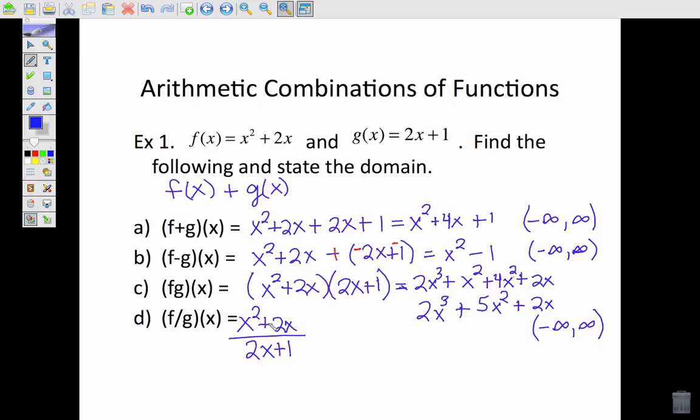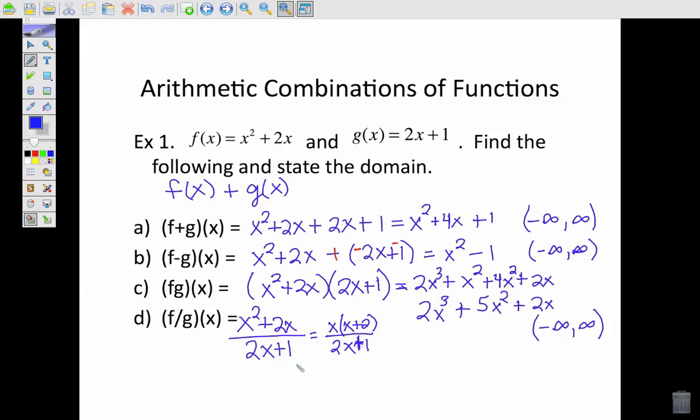There's really no simplifying here for me to do. I mean, you could factor out an x on top. If I factor out an x on top, I'm left with x plus 2. But that still doesn't help me with anything on the bottom. They are different expressions. So this is just my final result here. Either one of those would work.